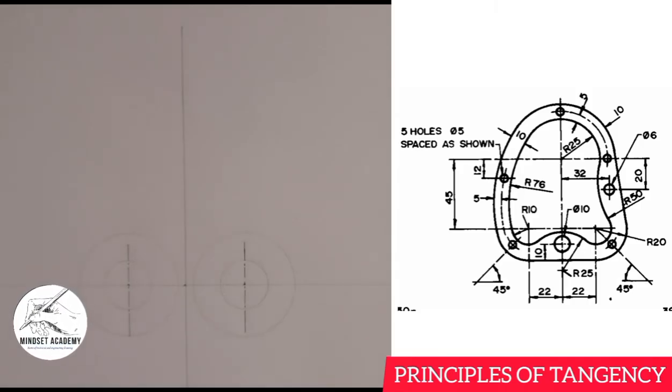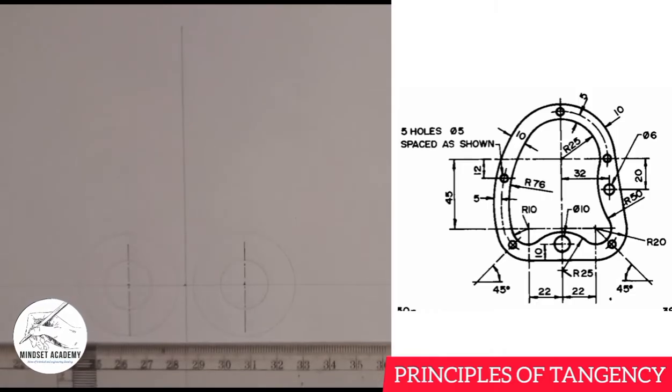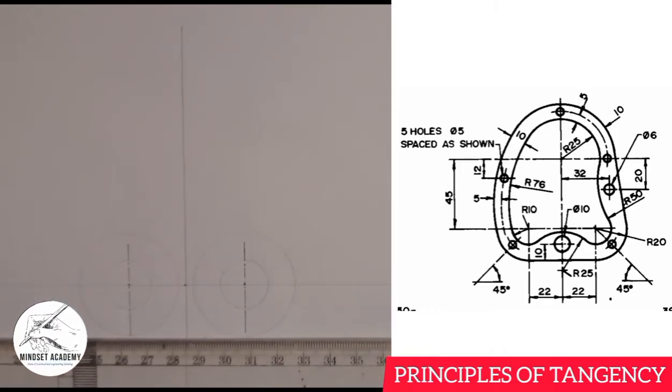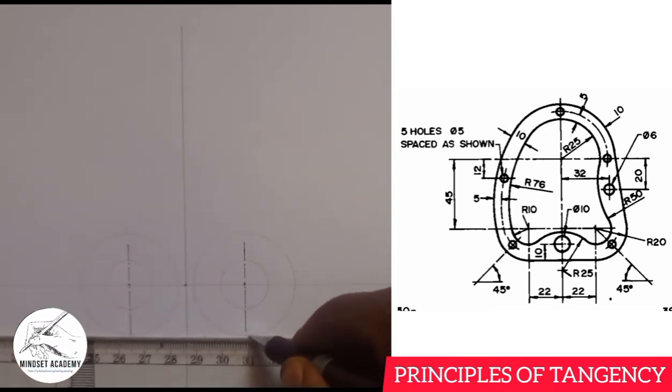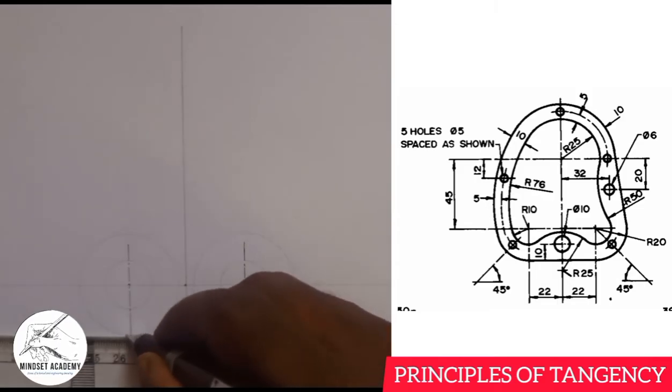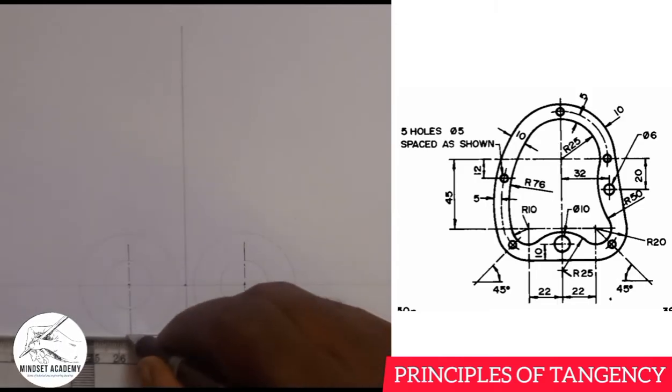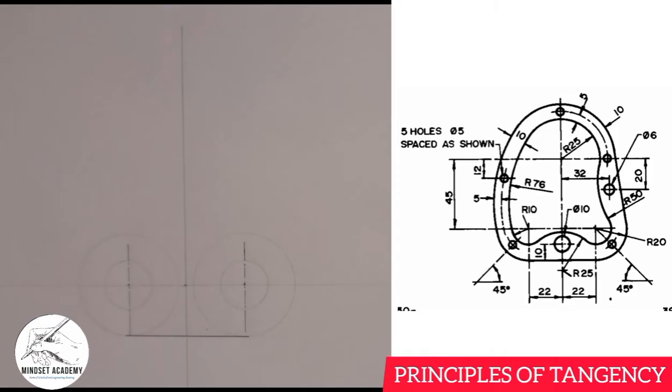Now, the two circles are tangential to each other. The line you see here is connecting the bases of these two circles. So I will just take my line first of all, from this center here to the center here. Hope you can see that they are tangential to each other.